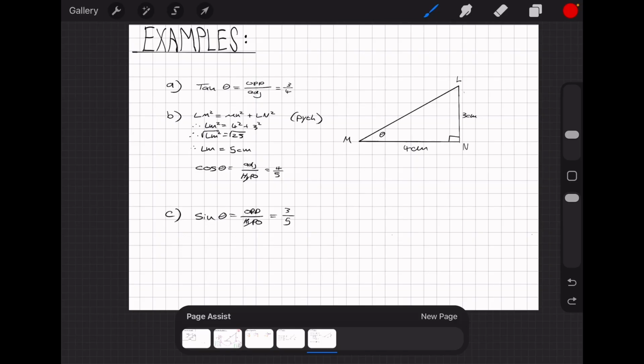MN equals 4 centimeters. NL equals 3 centimeters. We are working with a right angled triangle. For solution A, we need to figure out tan. Tan equals opposite over adjacent, which is equivalent to 3 over 4, or 0.75.